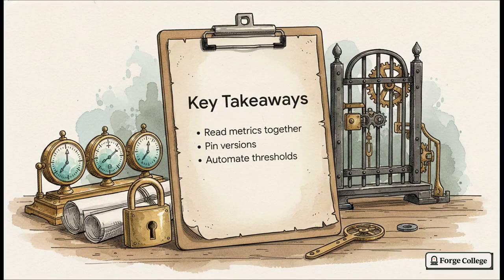So here are your big takeaways. Always read your line, function, and branch metrics together so you get the full picture. Pin your tool versions and use lock files for totally reproducible CI runs. And lastly, automate your thresholds to enforce strict quality gates. Do this, and your test quality becomes measurable and ruthlessly repeatable.